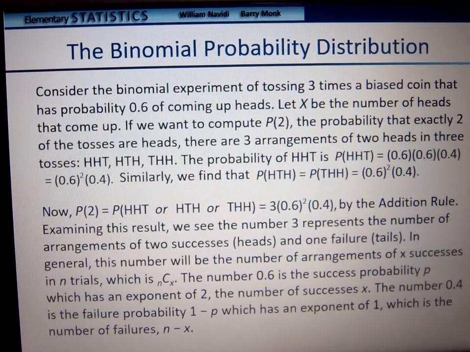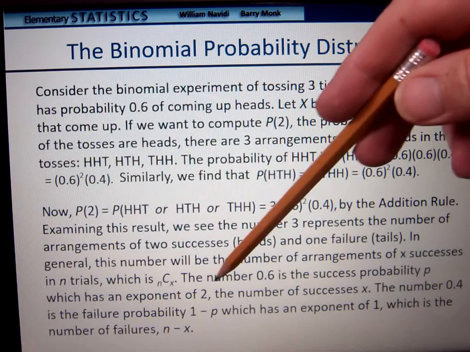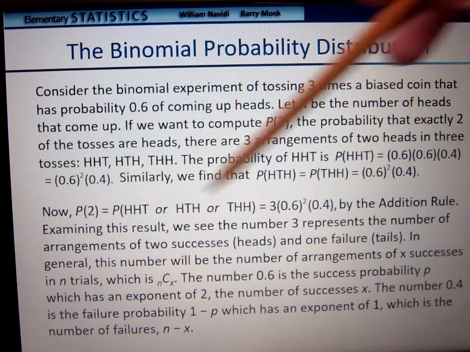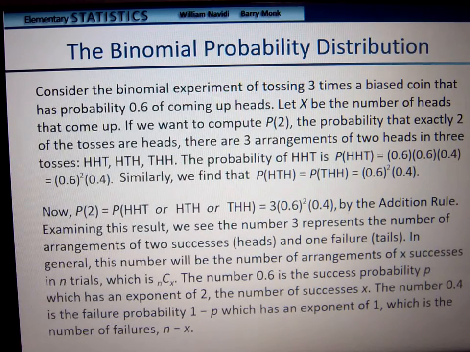It's the same formula. So the number 0.6 is the probability of success, again having the exponent of 2 because we have 2 heads each time. And the number 0.4 is the probability of failure. And again, this is 1 minus 0.6. They always add up to 1. And that's how we get the 0.4.